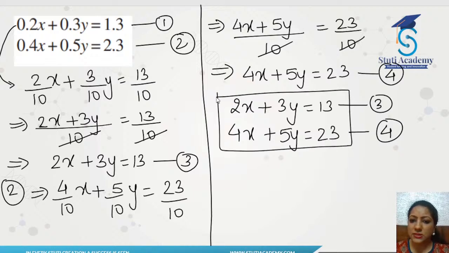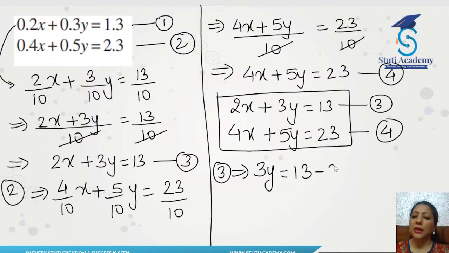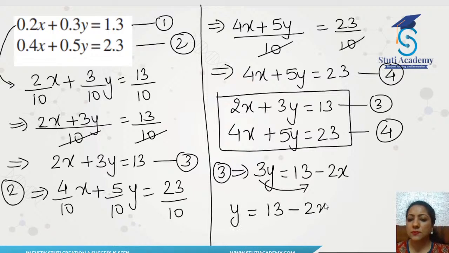Now as discussed in the previous class, we are going to use substitution method. We will take any one of the equations here, either equation 3 or 4, and we'll pick up any one of the variables. We'll write one variable in terms of the other one. So I'm taking now equation 3, and here I'm writing y in terms of x. So what I'm doing here, I'm taking this 2x on the other side. So this will become 3y is equal to 13 minus 2x. Now I can take this 3 on the other side and I will get y as 13 minus 2x over 3.